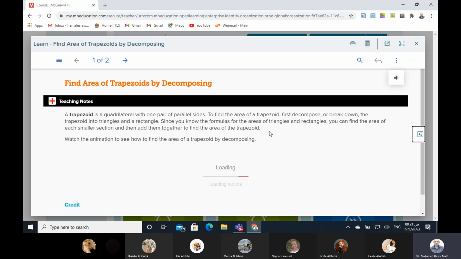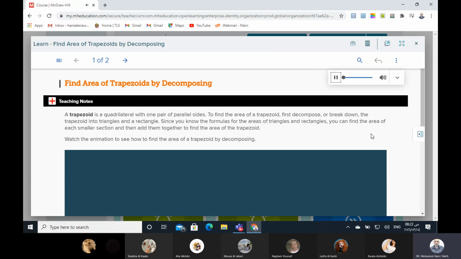Listen here. What is a trapezoid? Find area of trapezoids by decomposing. Teaching notes. A trapezoid is a quadrilateral with one pair of parallel sides. To find the area of a trapezoid, first decompose, or break down, the trapezoid into triangles and a rectangle. Since you know the formulas for the areas of triangles and rectangles, you can find the area of each smaller section and then add them together to find the area of the trapezoid.